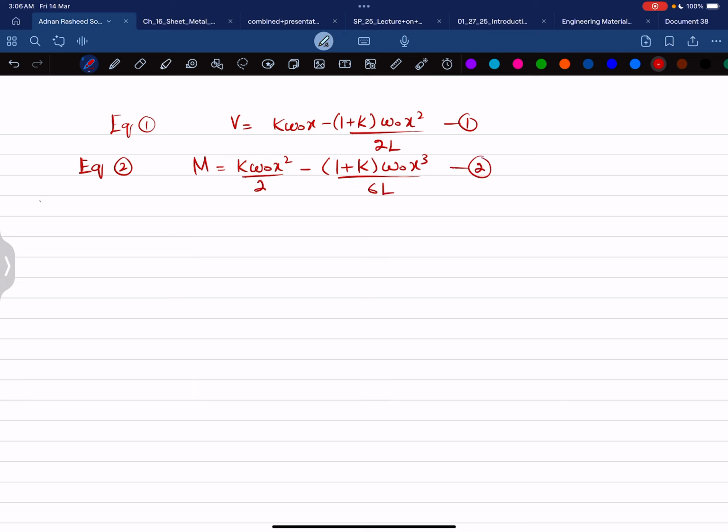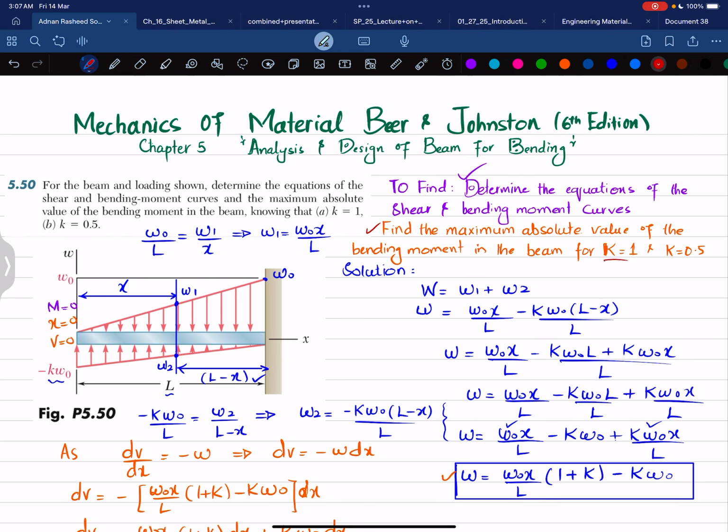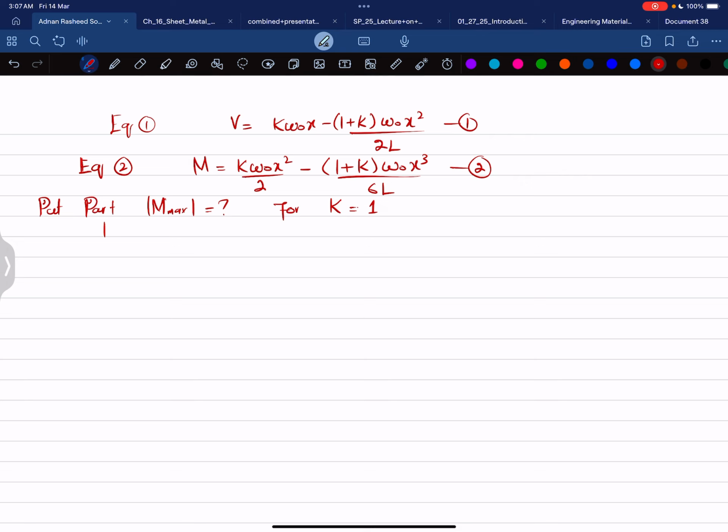Now for part 2, which is to find the maximum absolute value of bending moment for K is equal to 1. Okay, let me show you for K is equal to 1. So put the value of K is equal to 1 in equation number 1, which will give you the shear force equation.